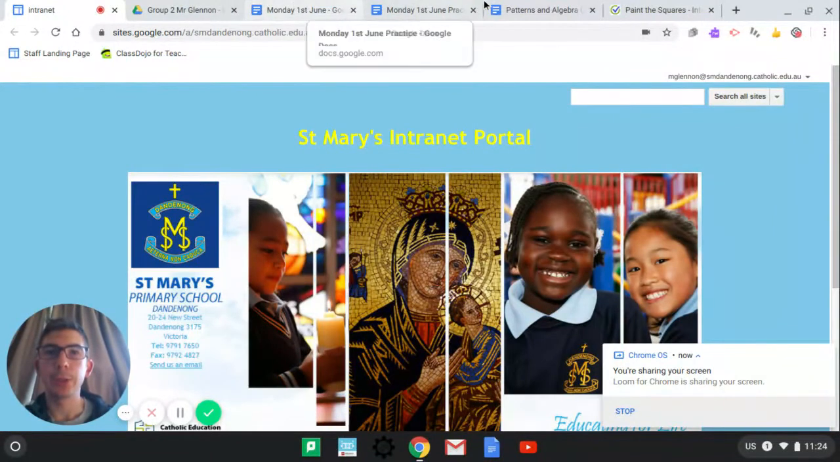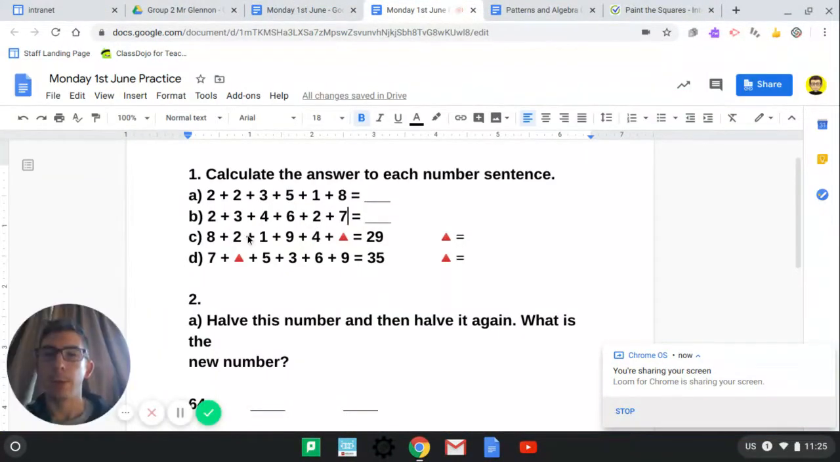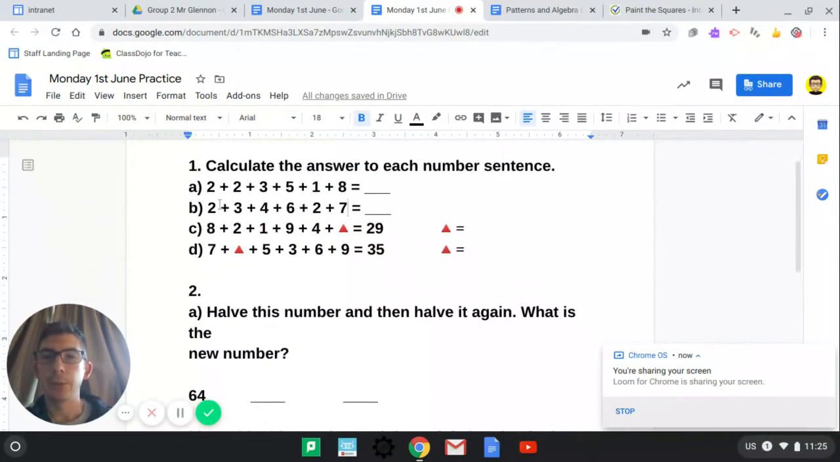Alright, so today we are going to be looking at branching and repetition. Your document will look something like this. For the first question, it's got something like 2 plus 2 plus 3 plus 5 plus 1 plus 8 equals something. Again, in algebra, you need to figure out what that something is.